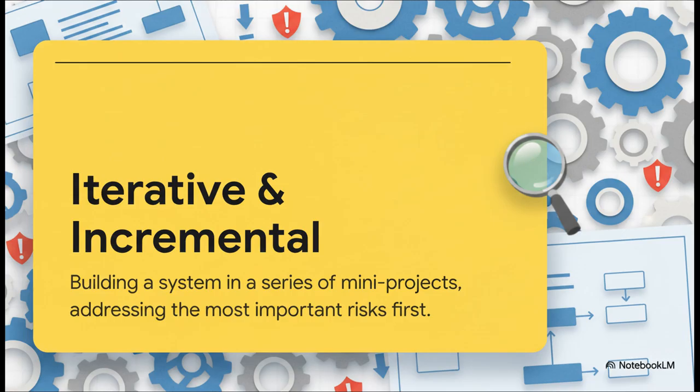Now for the third pillar, and honestly, this might be the most important one, it's the whole iterative and incremental thing. With RUP, you don't try to build the entire system in one go. No way. Instead, you break it down into a series of mini projects or iterations and add new stuff piece by piece. And here's the genius part. It forces you to go after the biggest, scariest risks right at the beginning. That way, you find out super early if your main ideas are even going to work.